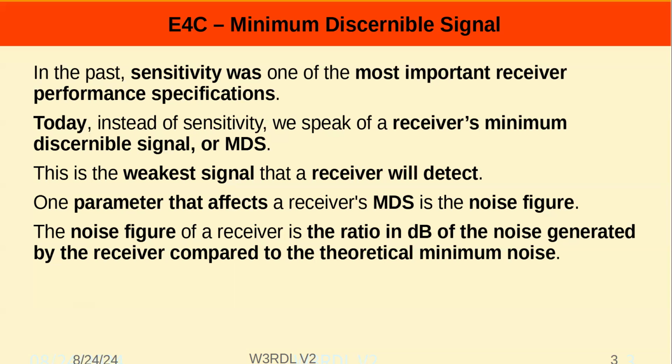One of the things that affects that is the noise figure. That's the ratio of the noise internally generated within the receiver itself compared to the theoretical minimum noise if everything was perfect and there was no noise generated, which I believe is minus 174 dB. I would think that this would be very important when it comes to low signal quality digital modes, the ones that are really low level signals.